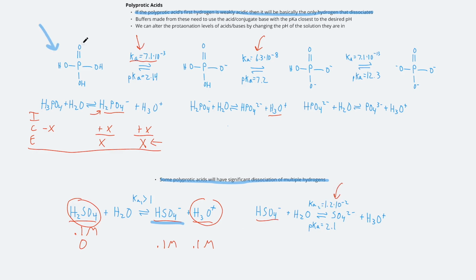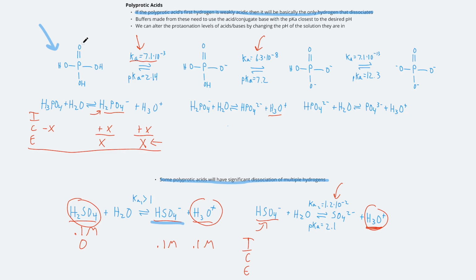So to figure out how much additional H3O+ is going to be created from your HSO4-, you would do an ICE table, because HSO4- is a weak acid, but it's not so weak that it's not going to contribute a significant amount of H3O+. So it's strong enough that enough is going to dissociate that we need to figure out how much more H3O+ is going to be created.